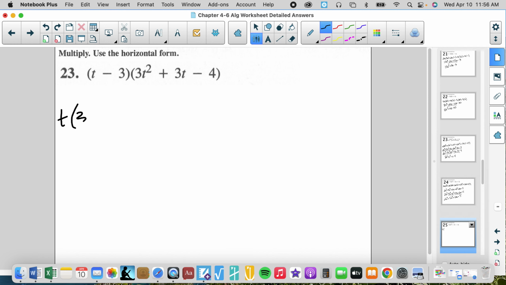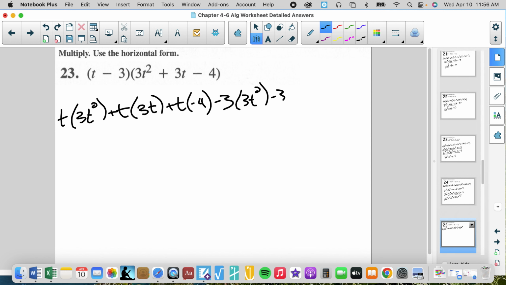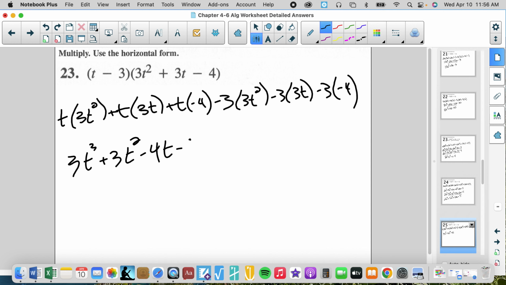t times 3t squared plus t times 3t plus t times negative 4 minus 3 times 3t squared minus 3 times 3t minus 3 times negative 4. 3t to the third plus 3t squared minus 4t minus 9t squared minus 9t plus 12.